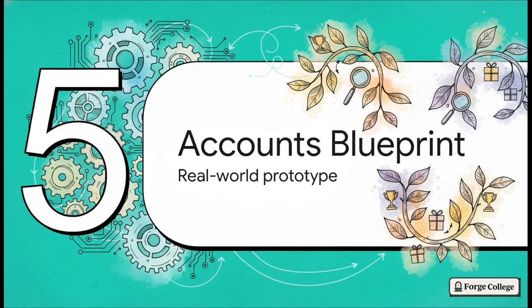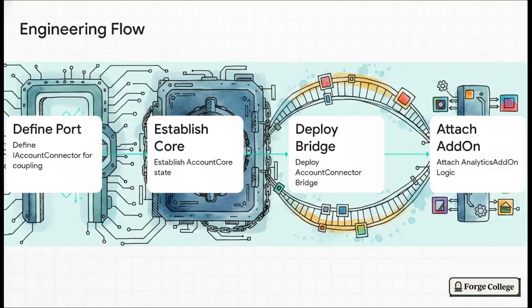All right, Section 5, Accounts and Rewards Blueprint. Let's prototype this. Let's bring all this theory down to earth and actually draw up a real-world prototype. We want to connect an account core module with an analytics add-on, but we don't want to tangle their code bases into a giant knot. Look at the flow here.